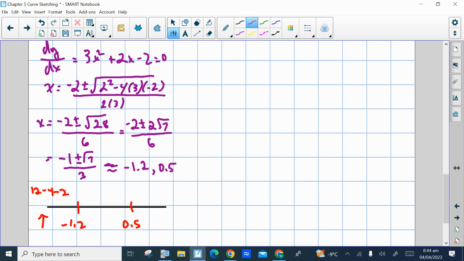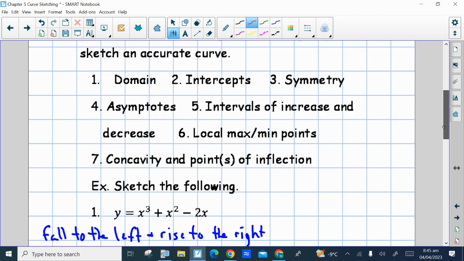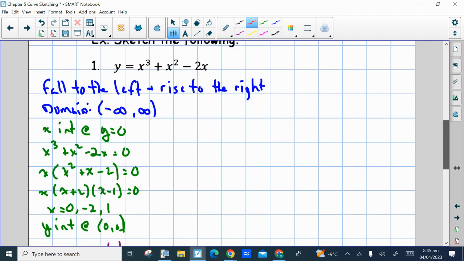We can use 0 as a number in the next interval, and when x equals 0, we'll get negative 2, so the function is decreasing there. And after 0.5, a number like positive 1, we'll get 3 plus 2 minus 2, which is positive 3. Function's increasing there, which tells us that we have a maximum at negative 1.2, a minimum at 0.5. So we'll write that over on the other side here at the top.